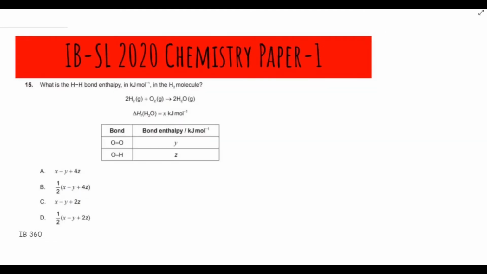Moving on to question 15. In this question, we need to calculate the H-H bond enthalpy from the given information. Firstly, we are given the enthalpy of formation of H2O. To convert this reaction to an enthalpy of formation, you just have to divide by 2, because the stoichiometric coefficient of H2O should be 1. So the reaction would be H2 plus half O2 gives you H2O. The delta H of this reaction would be X.